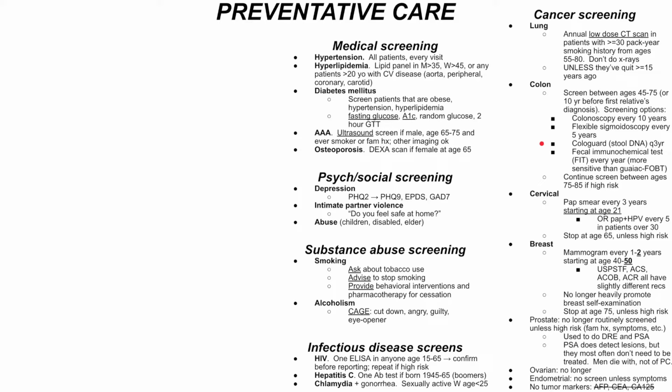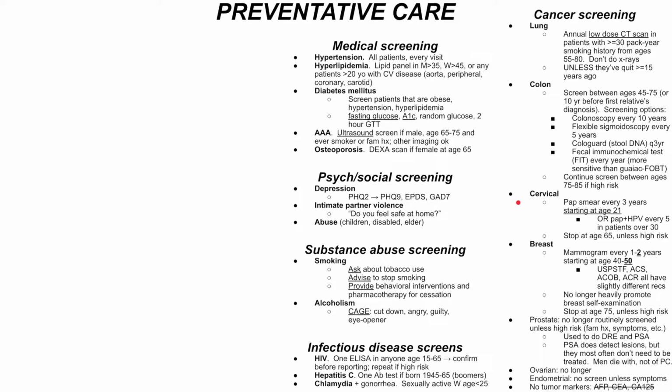Then the most frequent option is the fecal immunochemical test, the FIT test. It's pretty similar to the guaiac fecal occult blood test. This is something that you would do annually, but it checks for blood in the stool. Blood in the stool, oftentimes occult blood in the stool, is a sign of colon cancer. So that's that screen. So several options for colon cancer.